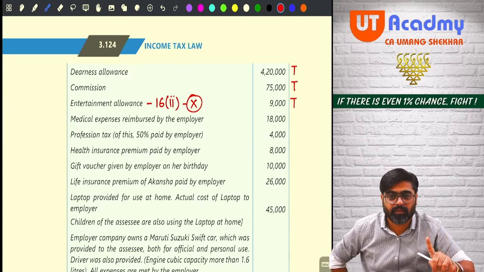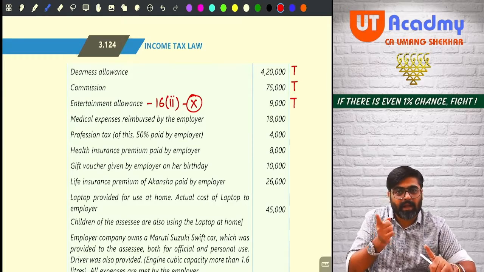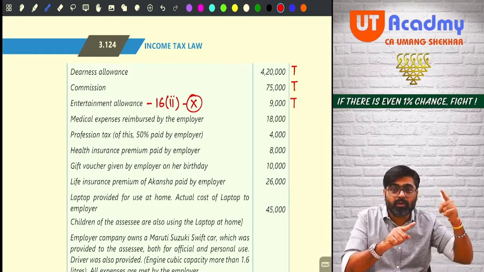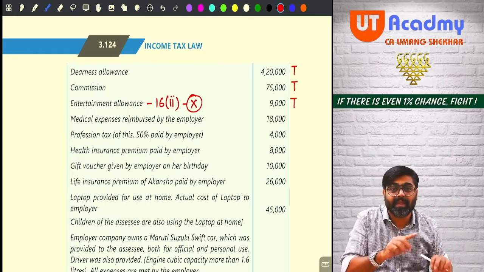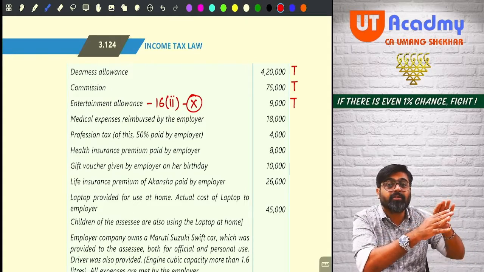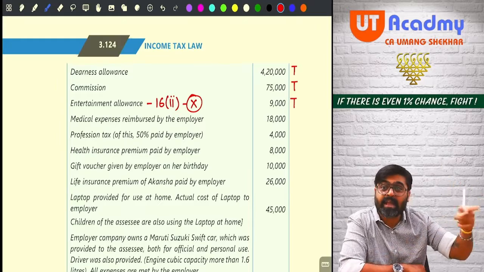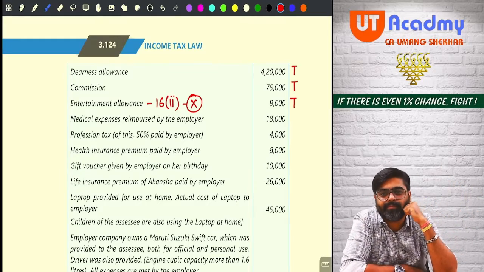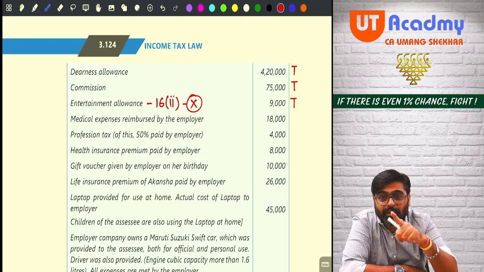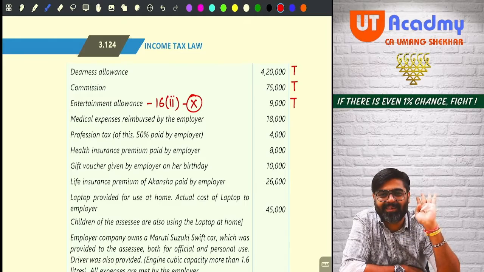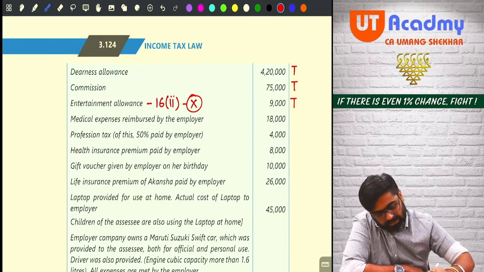Understanding? But wait. At your home, you will do the same calculations, assuming that she is shifting out from 115BAC, not following 115BAC. That time also you are not supposed to take it. Why? Because she is not a government employee. Getting my point? Okay, next one.